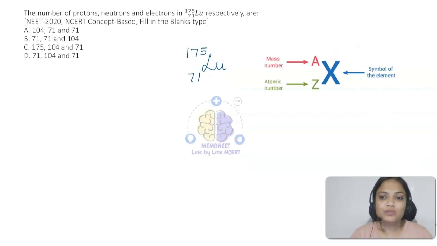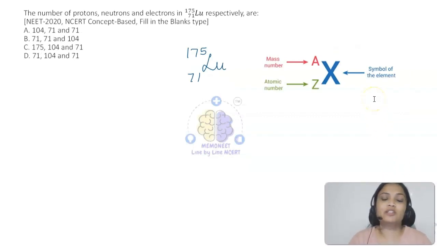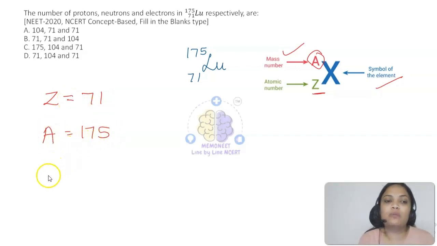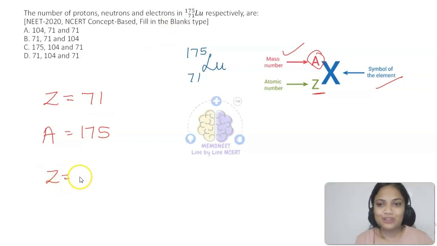Have a look here, students. Here I have given you the representation. The symbol of the element is written in the center. X represents the symbol of the element. Then A is the mass number, which is written in the superscript, and Z is the atomic number, which is written in the subscript. So for lutetium, the atomic number given is 71 and the mass number A is 175. Now you need to know about the relationship. If I talk about the atomic number, which is Z, it is equal to the number of protons present in the atom.